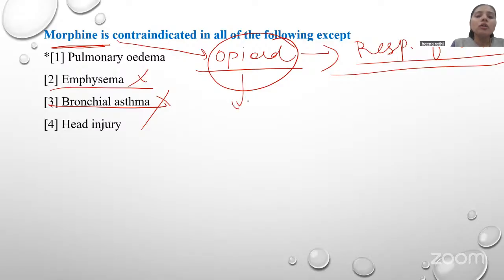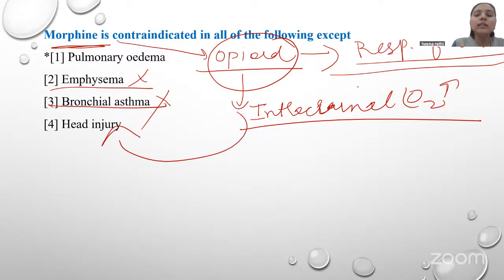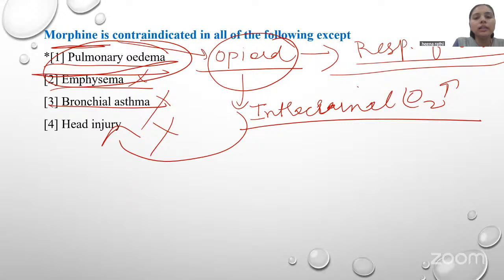Opioid is a drug which increases intracranial carbon dioxide. So in head injury, we cannot use this drug because it is going to raise the intracranial pressure by increasing the intracranial carbon dioxide. So we cannot use this drug. The only thing which is left is pulmonary edema. In case of pulmonary edema, we can use this drug.